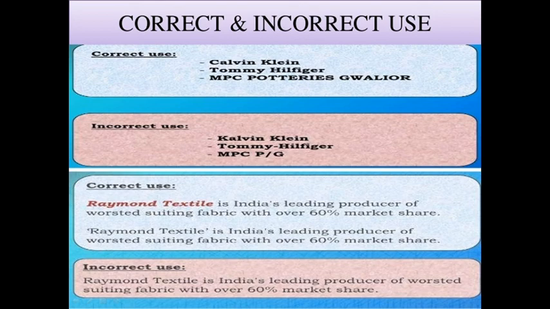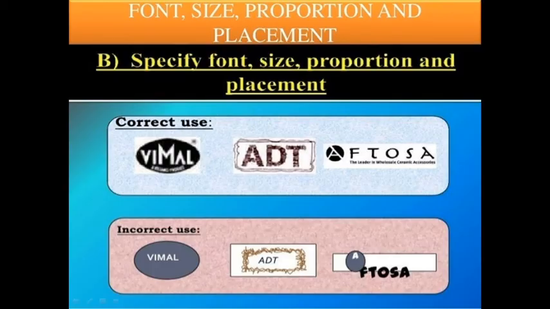Correct use: Raymond Textile in India, leading producer of worsted suiting fabric with over 60% market share. Okay, Raymond Textile in India, leading producer of worsted suiting fabric with over 60% market share. Next, incorrect: Raymond Textile is India leading producer of worsted suiting fabric with over 60% market share. So we have to check, correct it and use it.